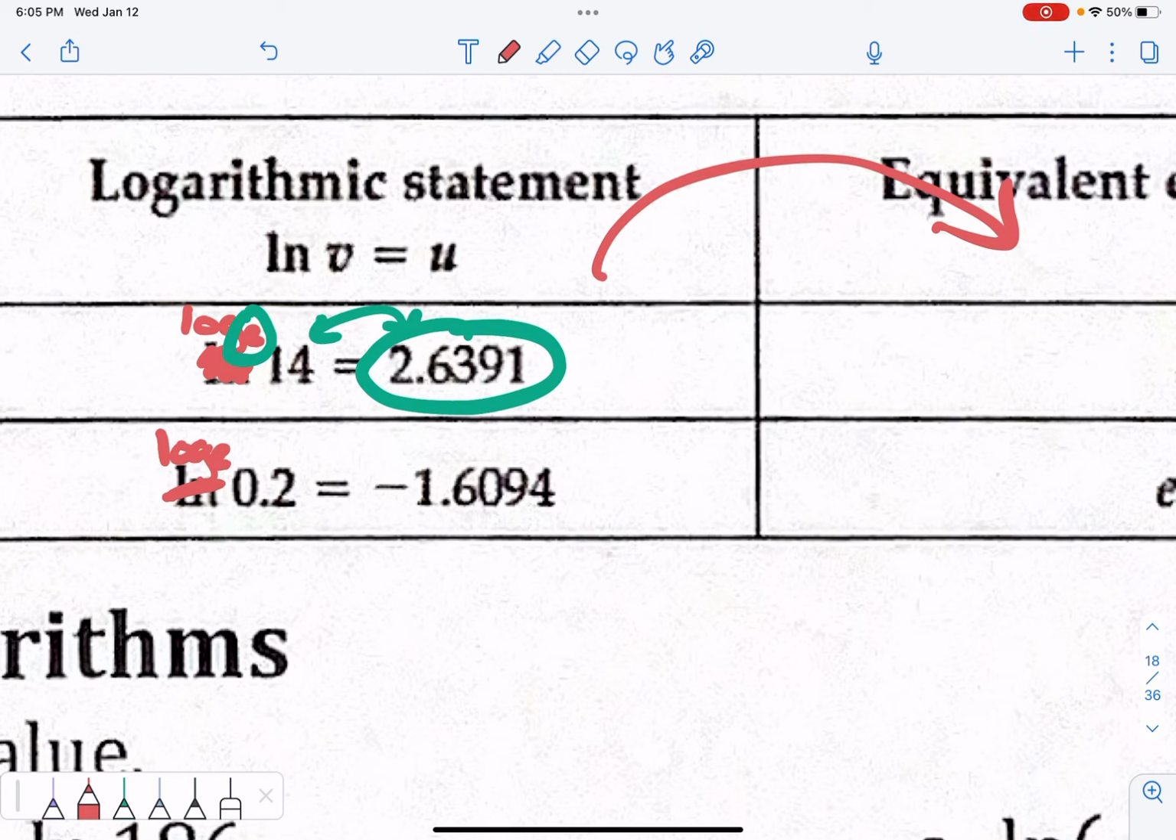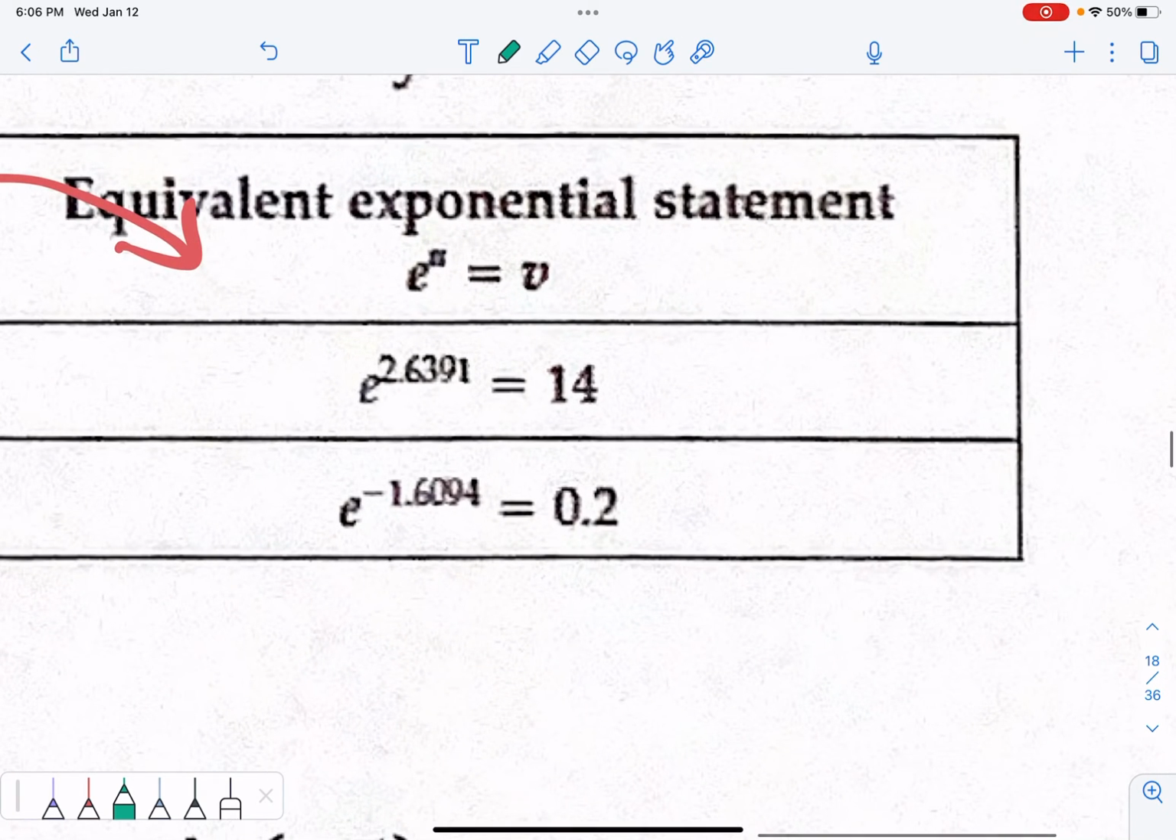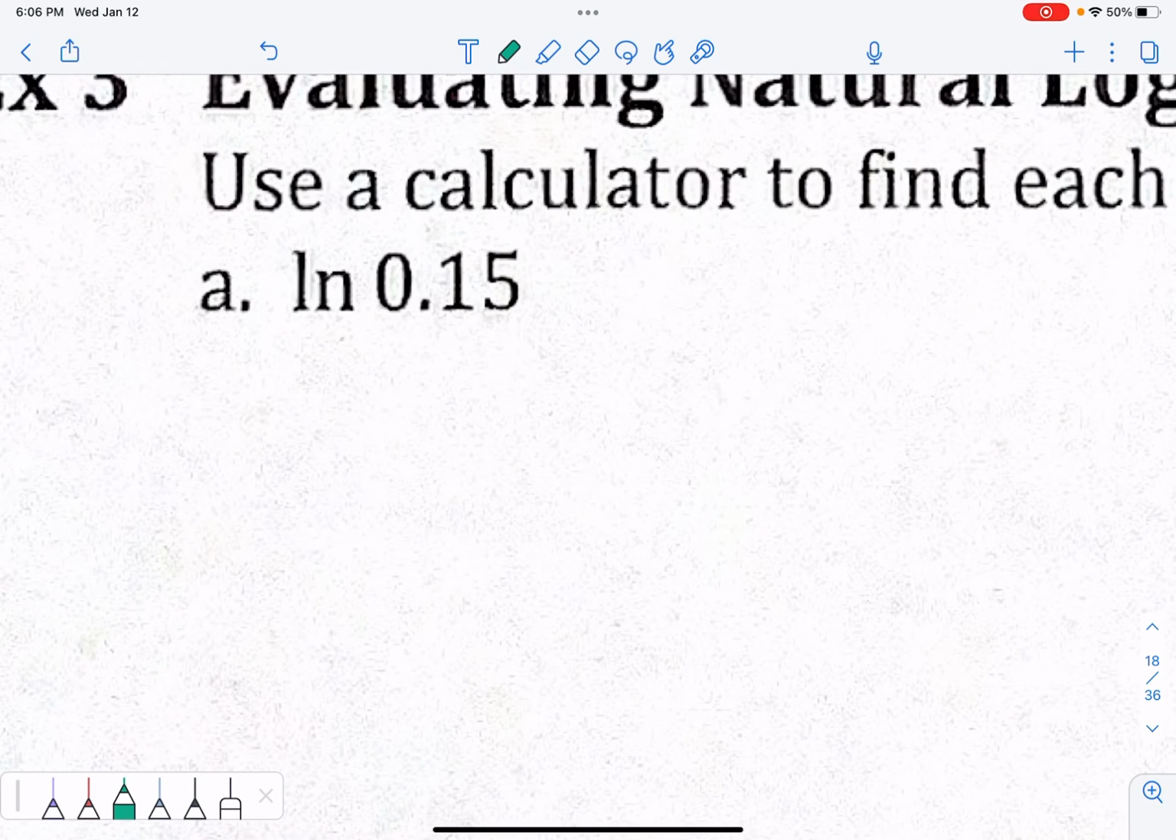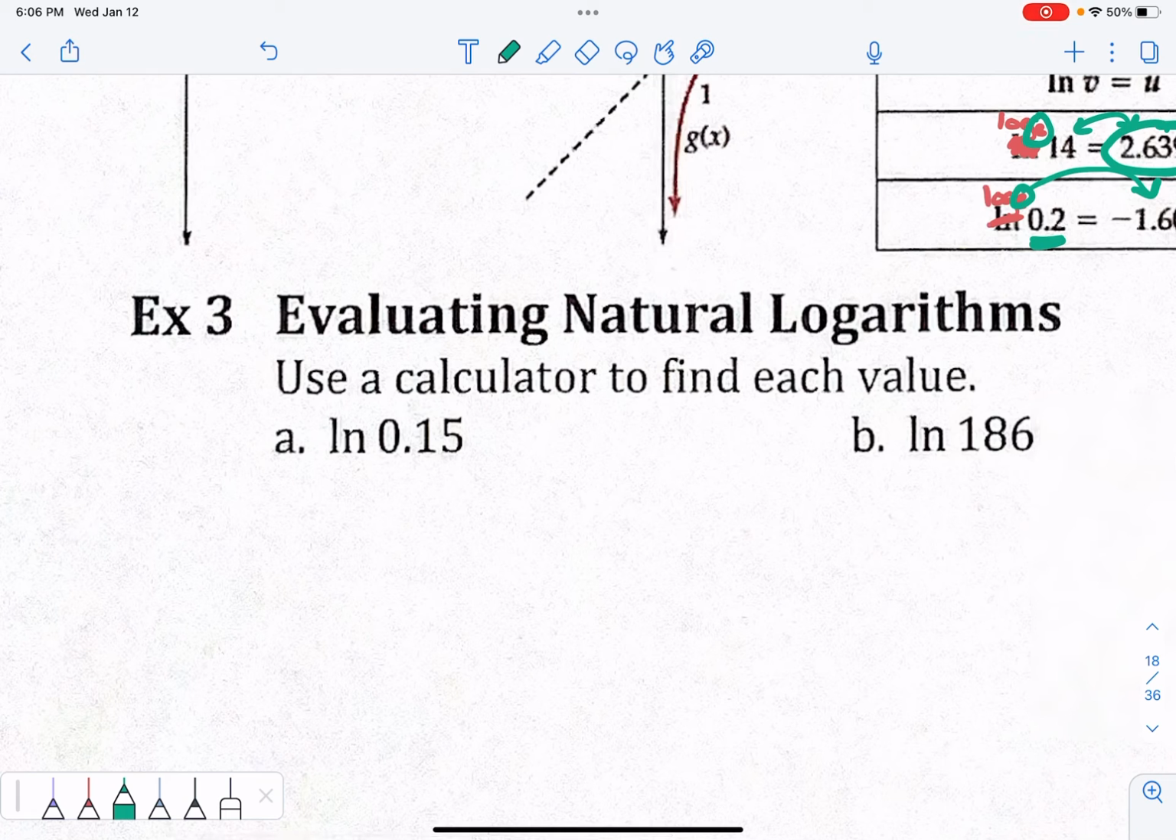Okay. And this says e to the this power equals this guy. Okay, e to that power equals that guy. All right, and then we're going to go down here, and these first couple problems in example 3 are just having you practice typing this into your calculator, okay?